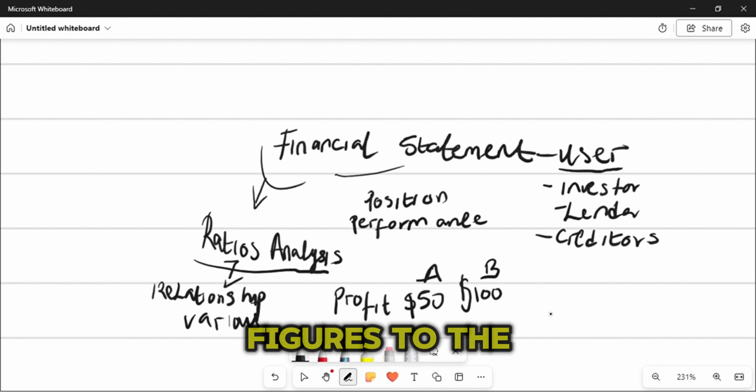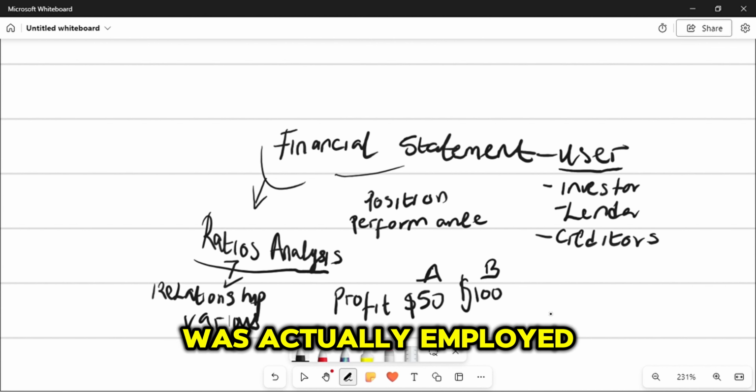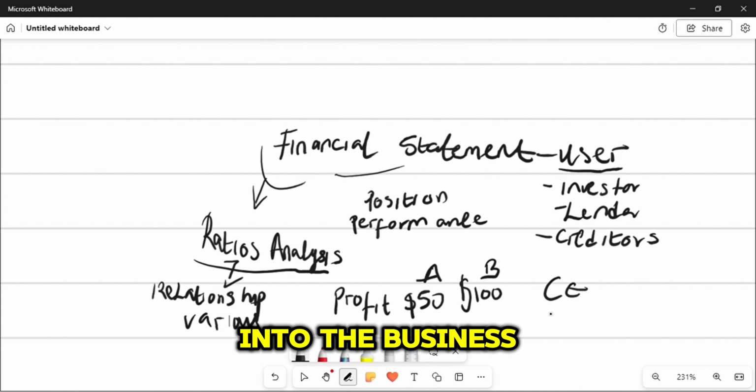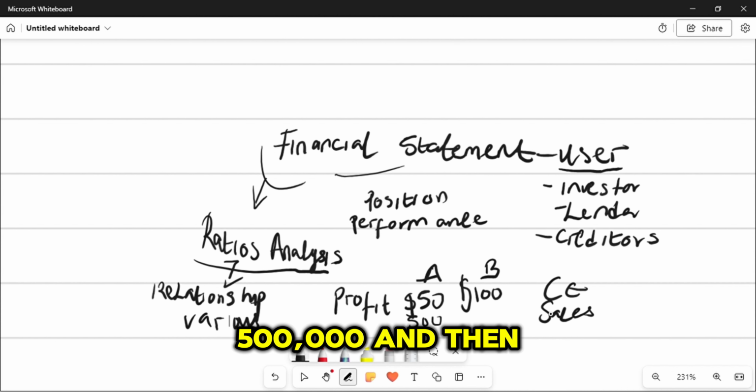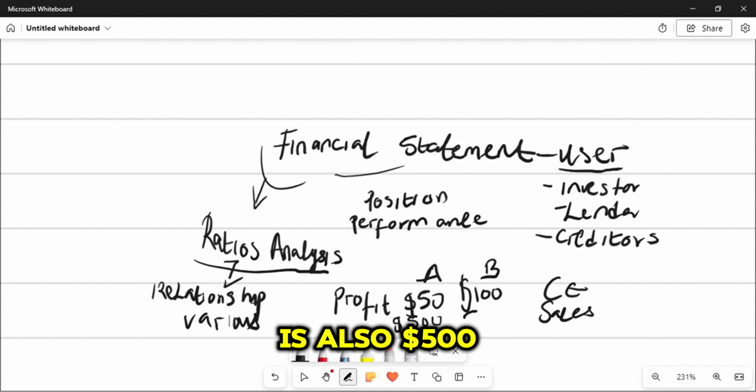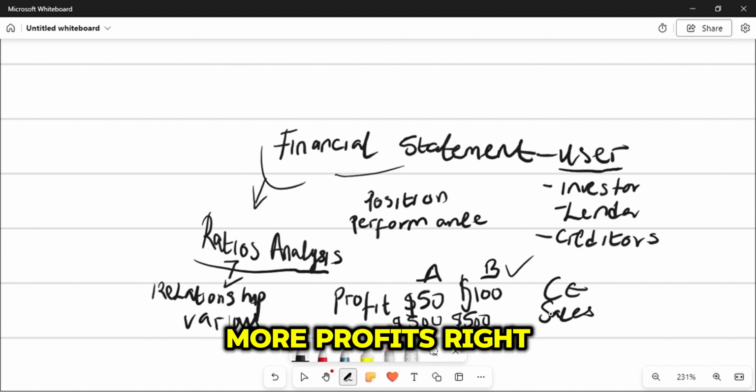I can decide to compare these figures to the capital employed, so how much was actually employed into the business, or I can compare these figures with their sales. Now if A tells me that their sales is $500, and B tells me that their sales is also $500, based on this, who would I want to invest in? I'll obviously pick B, because for the same amount of sales they are getting more profits.